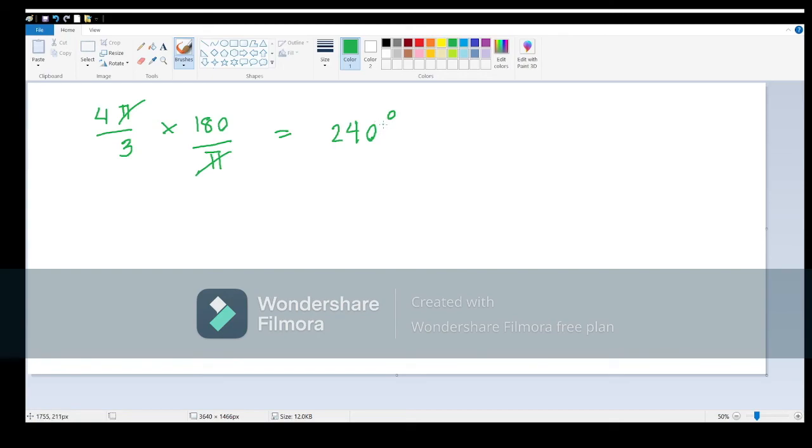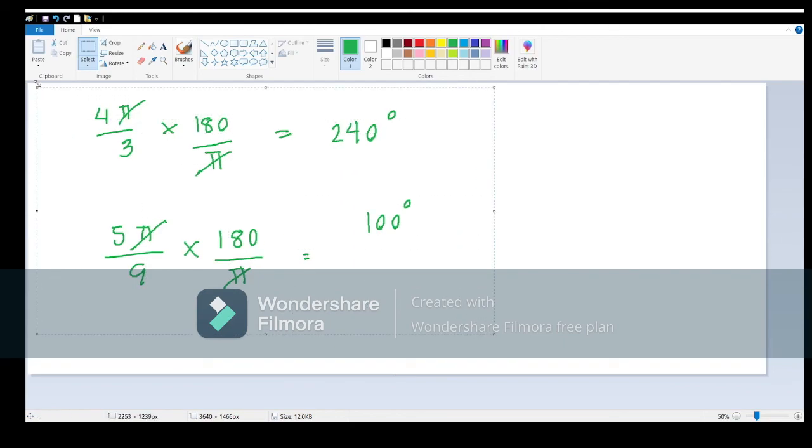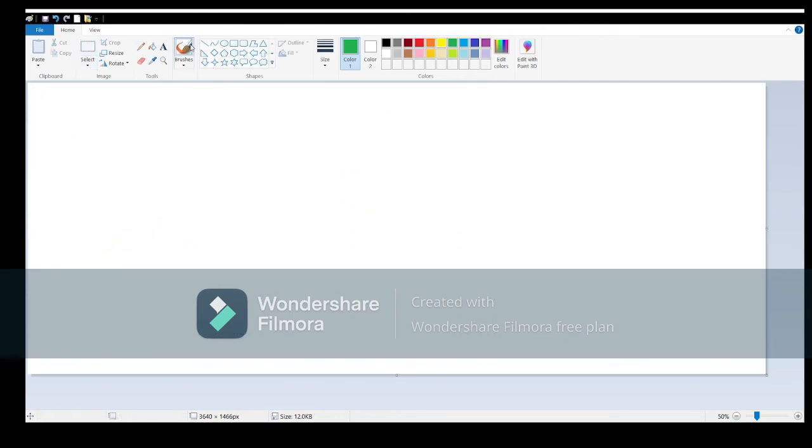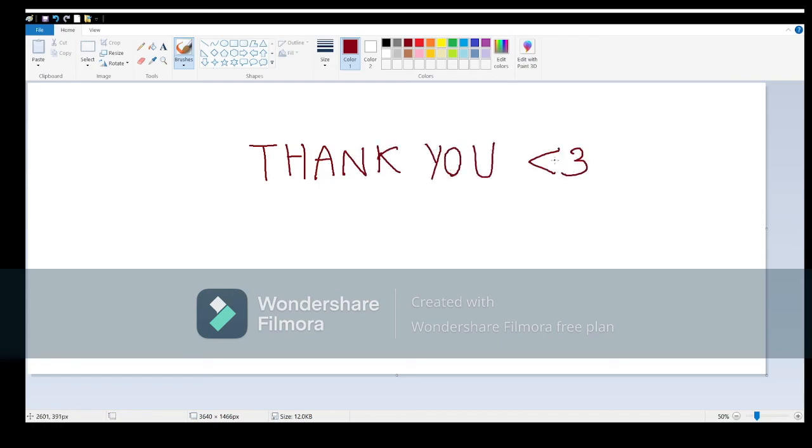Okay, another example is 5 pi over 9. We're going to do the same, multiply it by 180 over pi, and that will equal 100 degrees. So that is it for the trigonometric function. I hope you guys understand, and thank you very much.